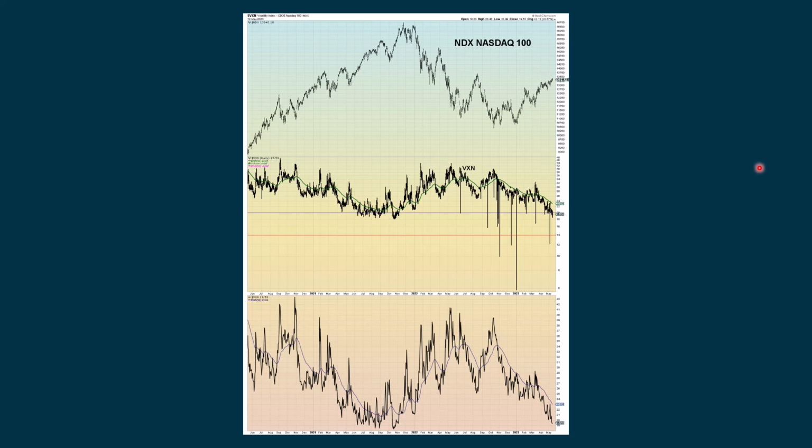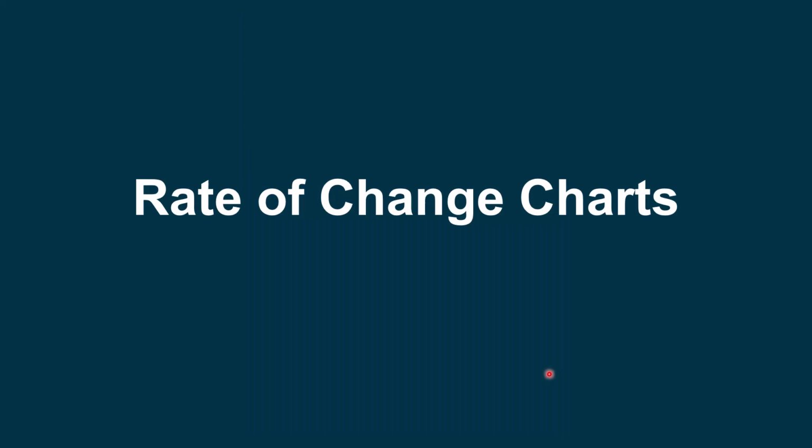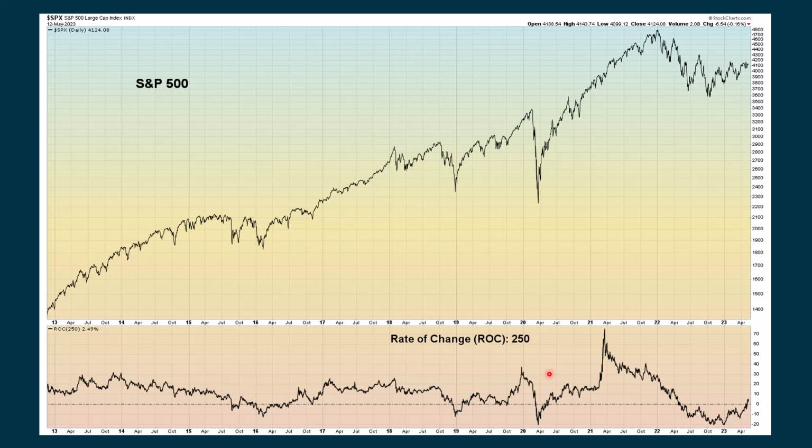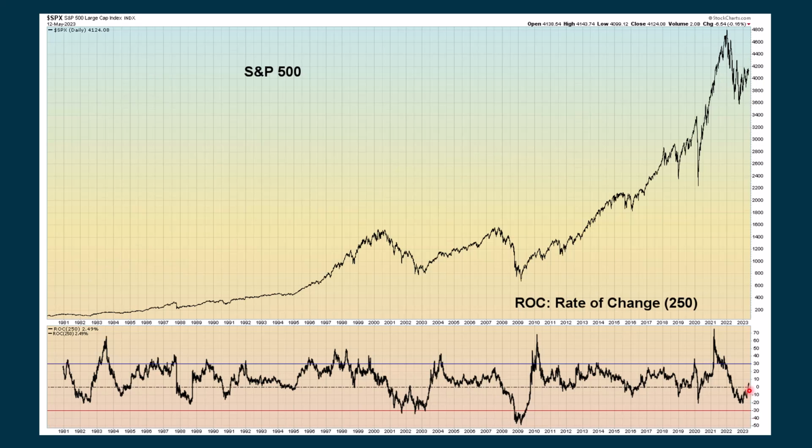Looking at some broad market measures, this is the VIX of the NASDAQ 100, and they call it the Vixen. I don't use this chart because of all this crazy data up here. If you look at the bottom, it's showing that fear is really going out of the NASDAQ 100. Some rate of change charts going back 250 periods, we are showing some improvement and we're able to come above zero. This is even longer term, also showing some improvement.